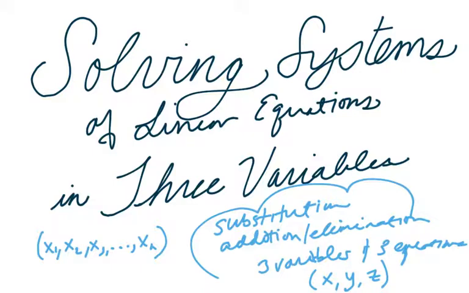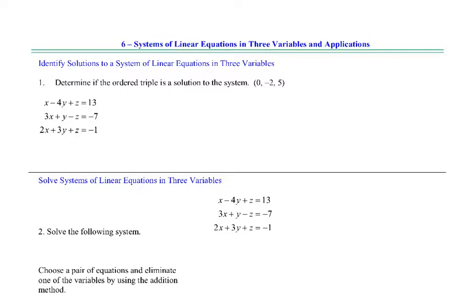The first thing we're going to do is check to see if a coordinate triple, or an ordered triple, is the solution to a system of equations. Just like we did with two variables, we have to substitute the x, y, and z values into the three equations and determine if it satisfies all three equations, resulting in a true statement. So let's look at our example.